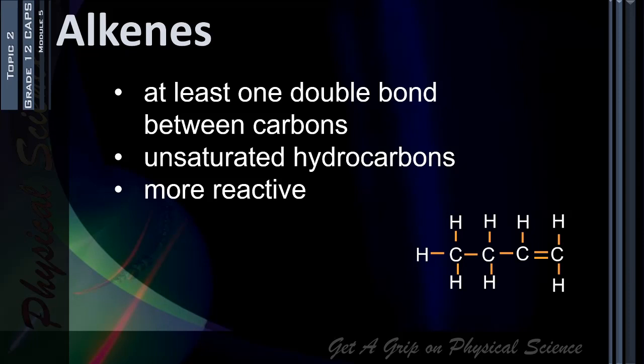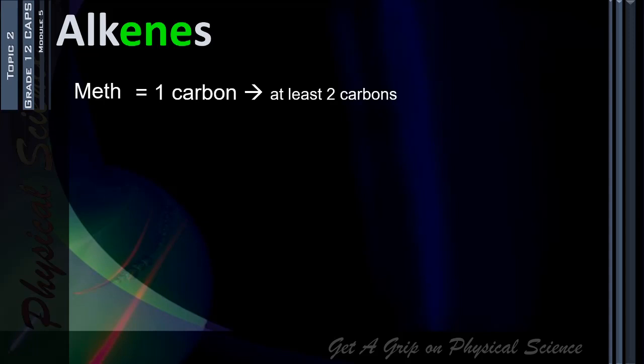And the general formula for alkenes is CnH2n, so there are always double the amount of hydrogens compared to the amount of carbons. In our example here, we have 4 carbons and 8 hydrogens. The name of an alkene will always end on an "ene" to indicate to us that it is an alkene. Now we need at least 2 carbons for a double bond between the 2 carbons. So there is not something like methene.